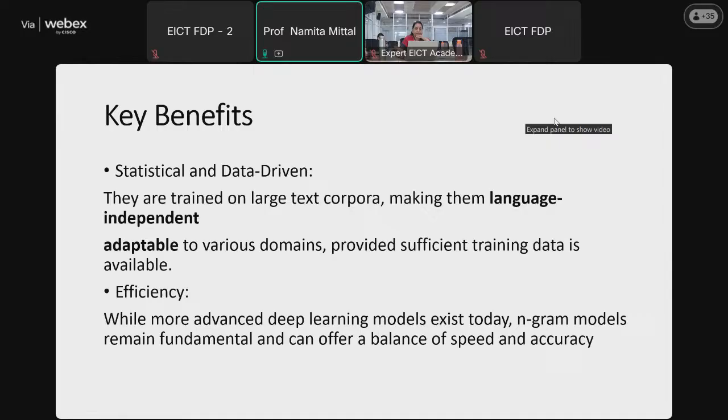So it is language independent, and adaptable to various domains, provided sufficient training data is available, that is a constraint. If we don't have sufficient training data, then it may not work well. And on efficiency, while more advanced deep learning models exist today, n-gram models remain fundamental. Still, we are working on that. We are using that, and it can offer a balance of speed and accuracy.